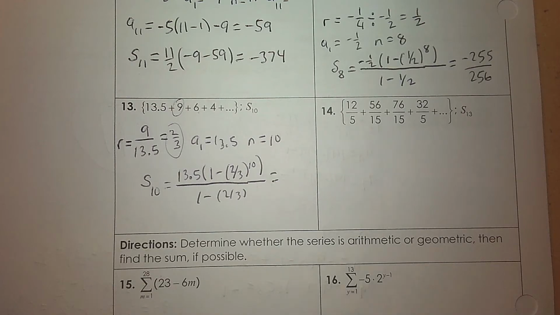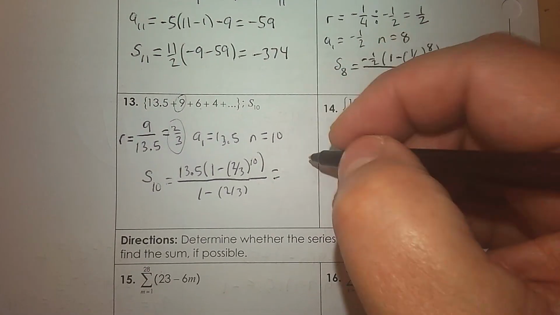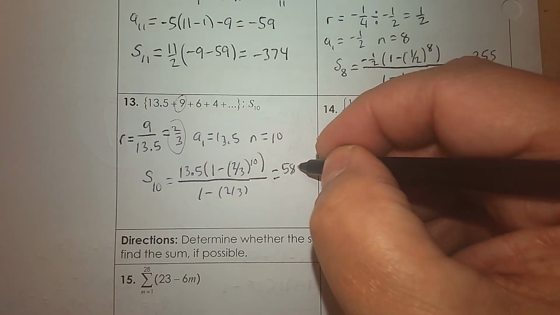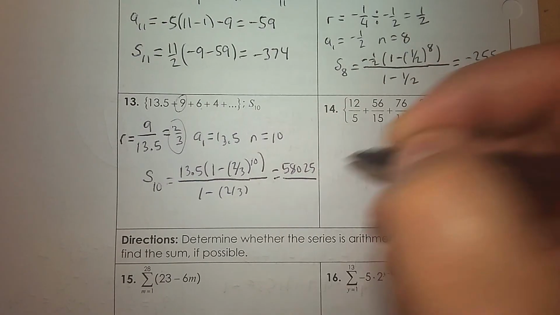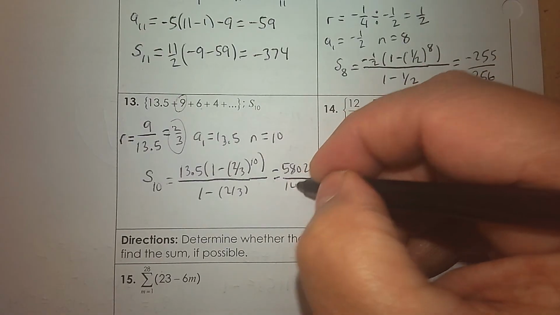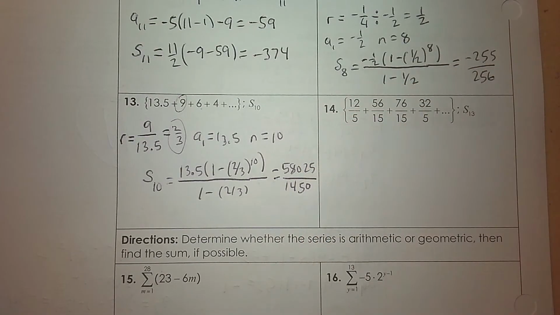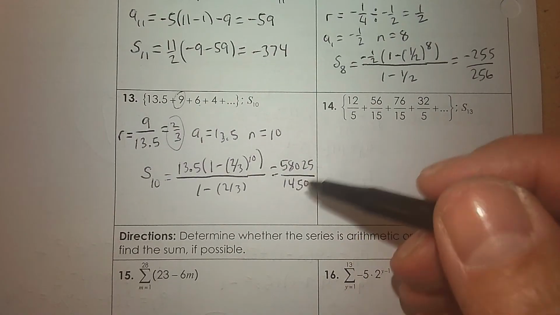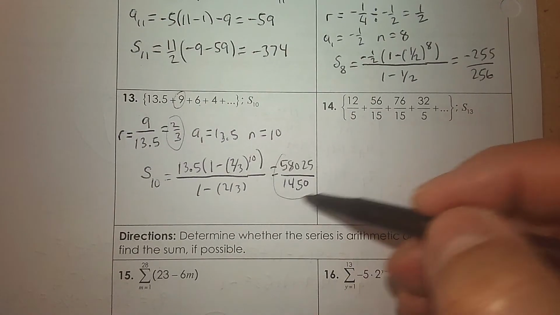So, as a fraction, my calculator gave me a fraction answer: 58,025 over 1,450. Did anyone get that answer as a full answer, right? And so what I'm trying to say is that this is the full number, right?